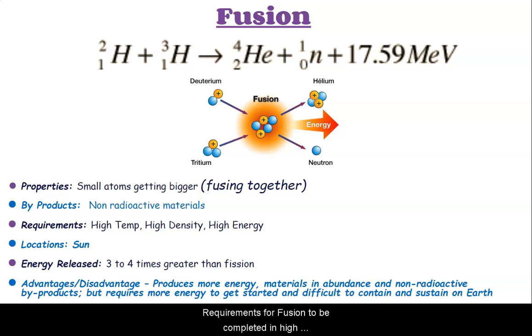The requirements for fusion to be completed are high temperatures, very dense places with lots of energy. It primarily happens in suns and stars. The energy released in fusion is 3 to 4 times greater than that released in fission.